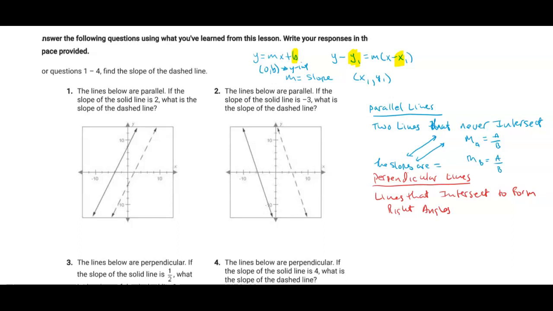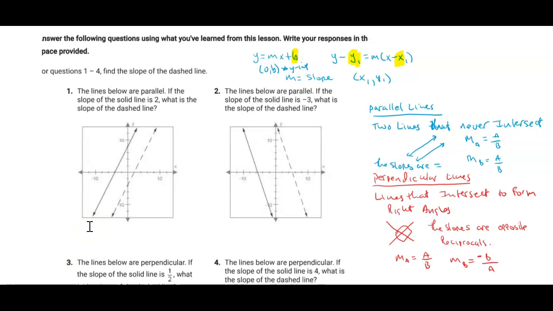However, if I look at perpendicular lines, and these are lines that intersect to form right angles, 90-degree angles, these slopes are what we call opposite reciprocals. Okay, meaning if the slope of my first line is A over B, the slope of my second line would be the opposite. So if that slope is positive, this one would be negative. If it's negative, then it'd be positive. The opposite of B over A. Okay, so knowing how to use the fact that they're parallel or perpendicular to find the slopes is really, really important.